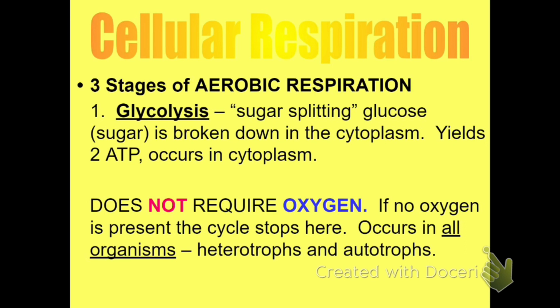So, left-hand column, new heading, new ink. I want you to put 3 stages of aerobic respiration. That's your heading on the left-hand side. The first stage is glycolysis. Sugar broken down in cytoplasm yields 2 ATP. It happens in cytoplasm.